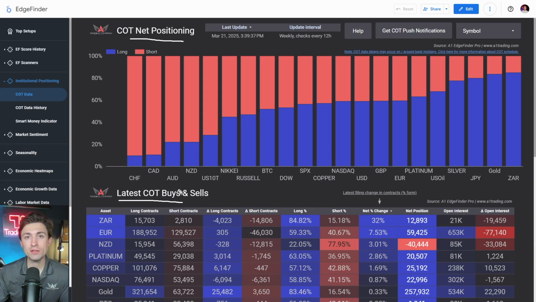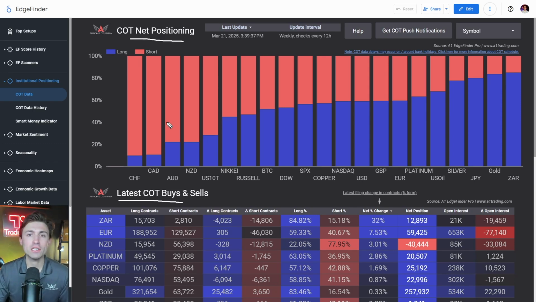Now, the commitment of traders data is a weekly published report that shows institutional positioning from hedge funds, small banks, all sorts of different institutional entities. Now, these are the big guys and girls that are moving the market, right? They have big, deep pockets, and they are moving a lot of money in and out of the markets. So tracking them and observing the trends that they're on could actually be some really interesting insights.